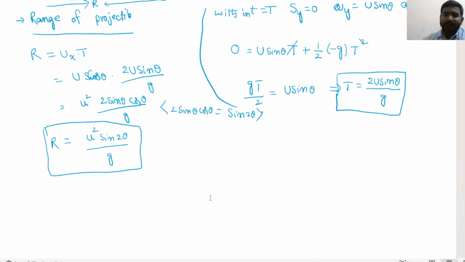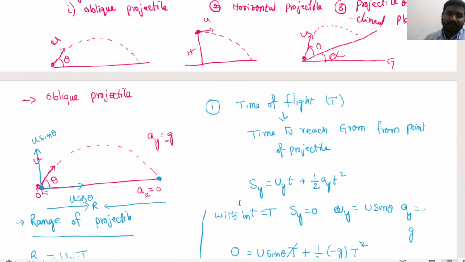Next, you can go with the maximum height reached by the projectile. One more concept here: maximum height reached by the projectile. See the projectile diagram. Here the body will be projected in this way, and at this location the final velocity along the y direction will become 0. At the maximum height of the projectile, the vertical component of velocity will become 0.